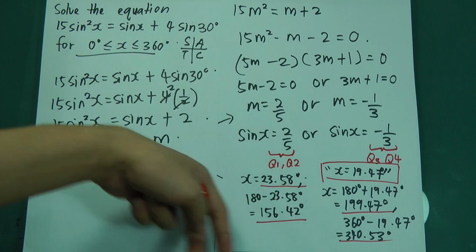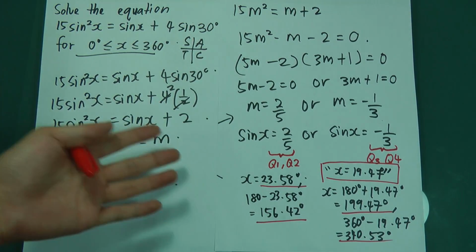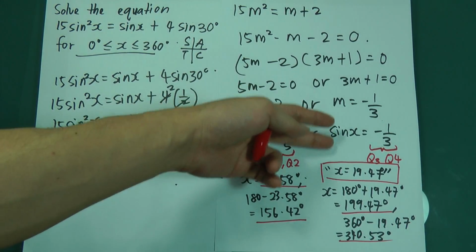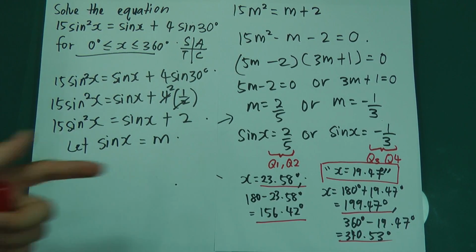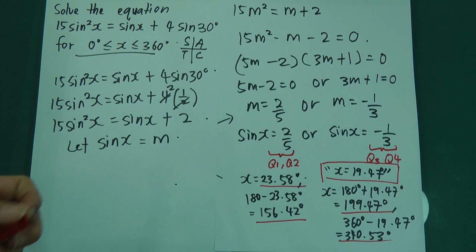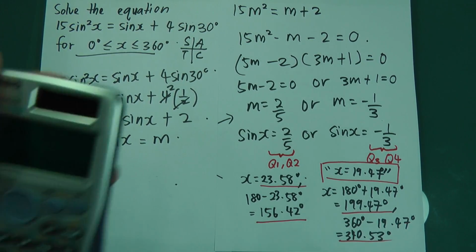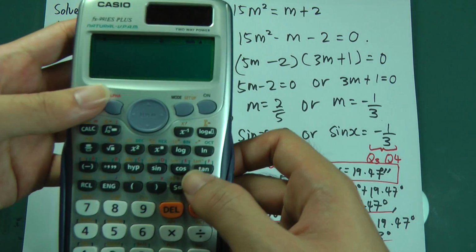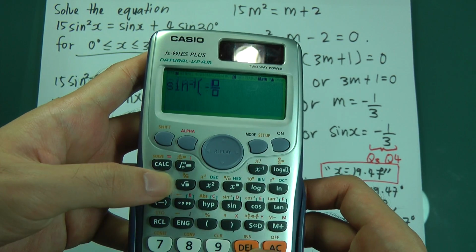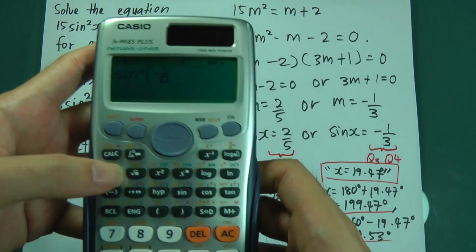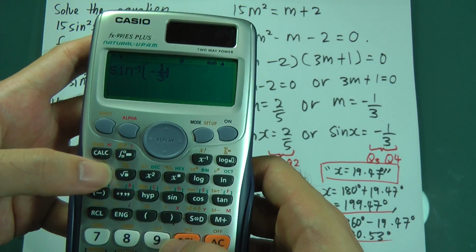Okay, I think the first one is simple. Most students will know Q1 and Q2, but when we go to Q3, it's very complicated for some students to find these two. Why do I ask you not to press negative? Let's try to press negative. Pressing negative is very simple. I press shift sine, and then I press negative, and then 1 over 3, and then close the bracket.